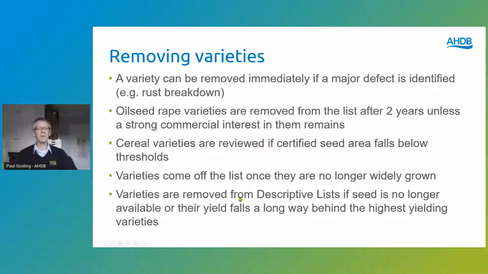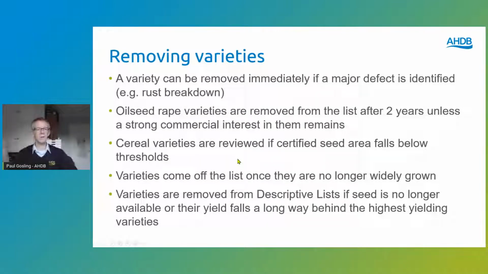Some people say the varieties hang around on the list too long when they're past their sell-by date, but we do have a specific mechanism for removing varieties from the list. If a major breakdown occurs in a variety, we'll remove it immediately. So back a few years ago, there was a variety of winter wheat called Torch. It came onto the list one year, and then the following season, it immediately broke down very badly to yellow rust. And so that was immediately removed from the recommended list the following year. Oilseed rape varieties are removed from the list after 2 years, unless there's strong commercial interest in them going forwards. That's because recommended list oilseed rape varieties turn over very quickly in the market. There are some that hang around for longer, varieties like Campus, but most turn over very quickly.